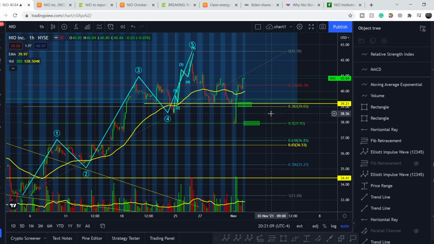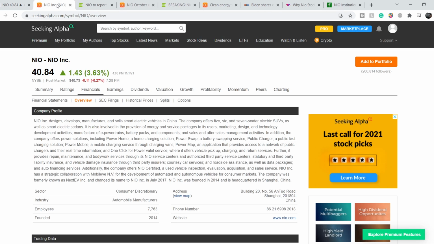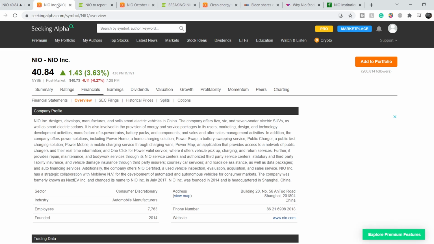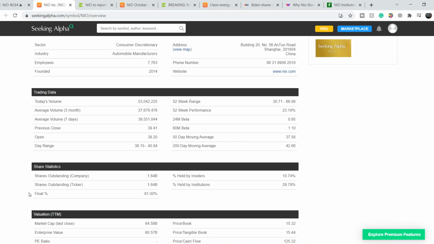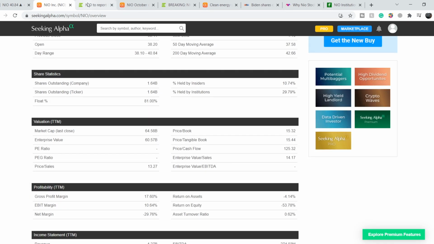and let me show you what was the reason for this sell-off and for this bounce to the upside. So first of all, let's start with the company profile. For those of you who don't know, NIO designs, develops, manufactures and sells smart electric vehicles in China and Norway, and they're about to start their sales in Germany and the Netherlands.